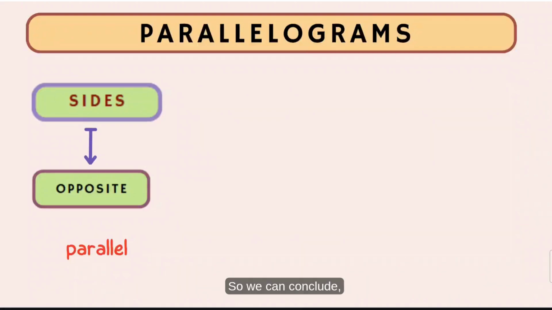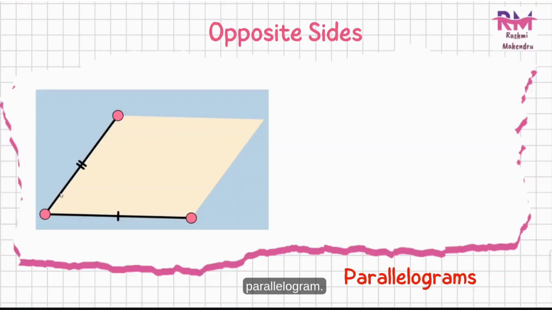So we can conclude, to classify a quadrilateral as a parallelogram, the first essential condition is that both pairs of opposite sides must be parallel. This is the foundational property, but this is not the only one for the sides of a parallelogram.